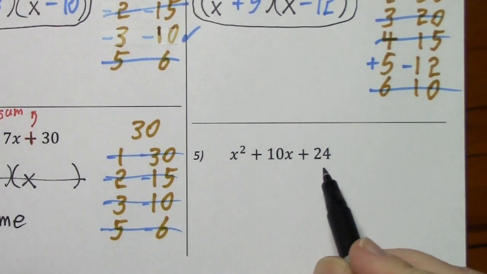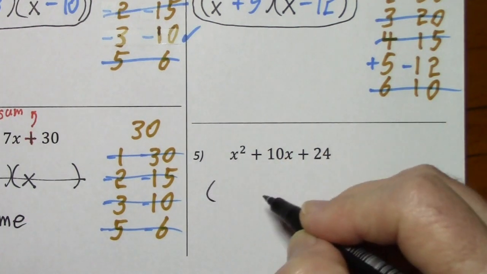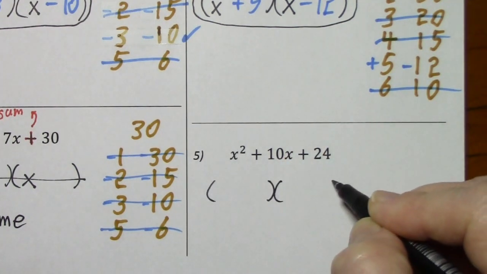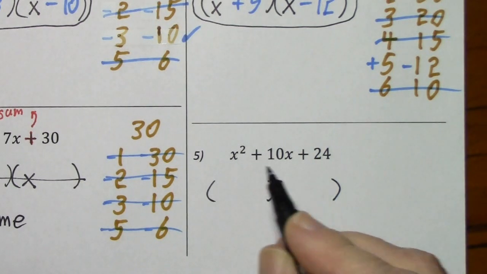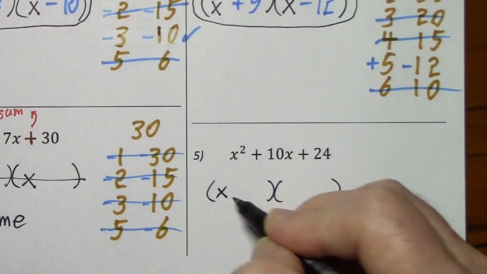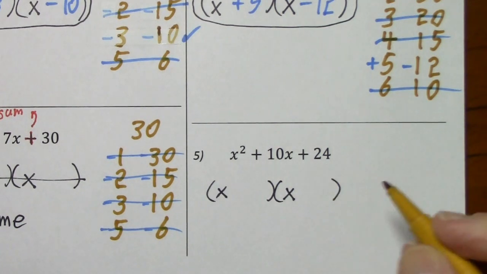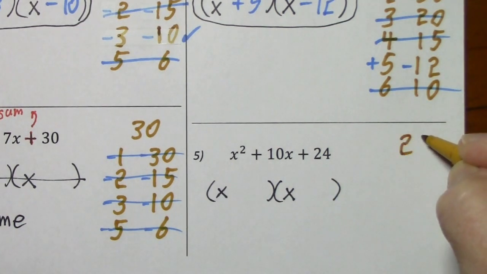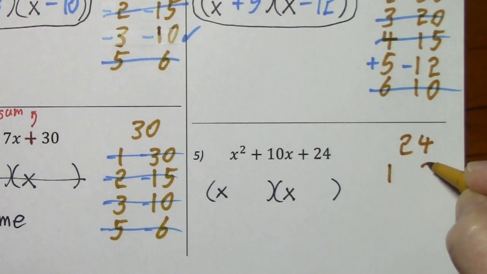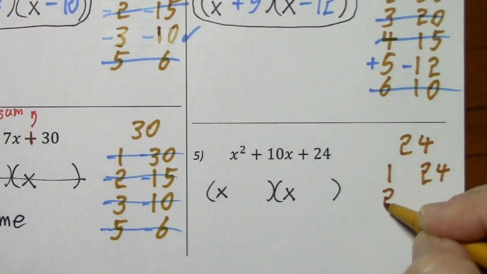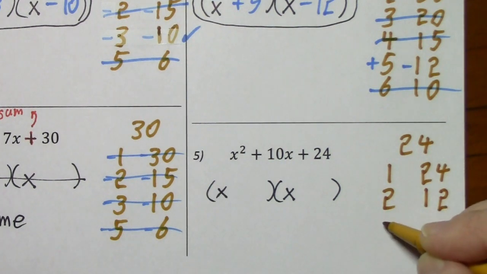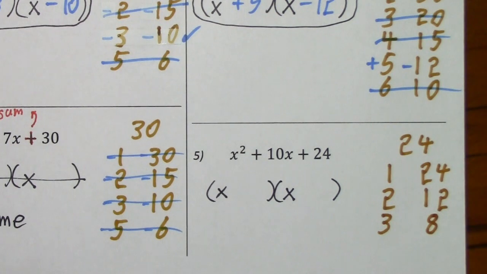And finally, looking at number 5, if we want to factor this, we're hoping we can write it as something times something. We can take care of the x squared. Let's see what it would take for this 24. Three goes in. Four works. Five will not go in there, and 6 we already have.